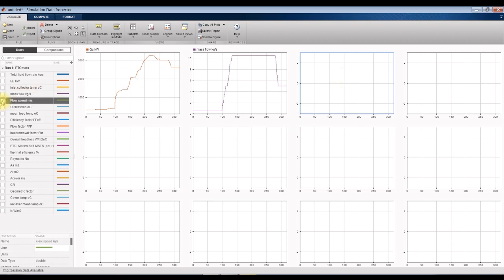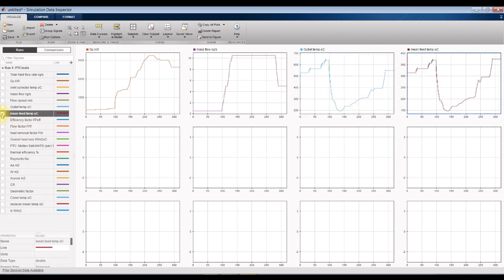This flow speed. Okay, you can outlet. Yes, outlet solar feed temperature. While increasing the mass flow rate, there's some decrease in outlet temperature, because increasing mass flow rate means increasing the flow speed. Therefore, it can lower the outlet temperature, and the same effect you can see here. This is mean feed temperature. Okay, this is mean feed temperature.